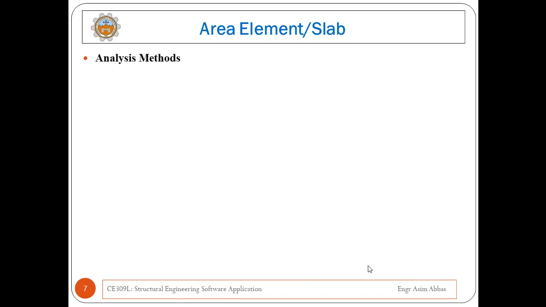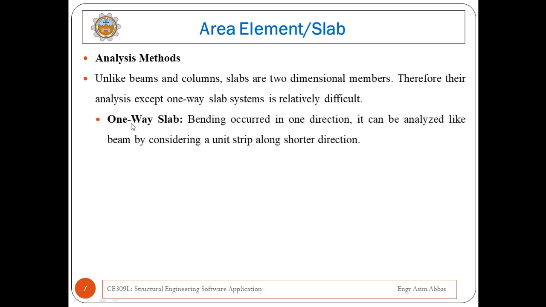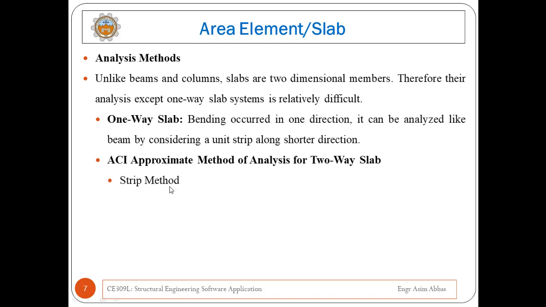Now, analysis methods for slab. Unlike beams and columns, slabs are two-dimensional members. Therefore, their analysis, except one-way slab system, is relatively difficult. In case of one-way slab, bending occurs in one direction, and it can be analyzed like a beam by considering a unit strip along the shorter direction. For analysis of two-way slab, ACI approximate methods are used, which are the step method, moment coefficient method, and direct design method. These 3 methods are used to analyze a two-way slab.